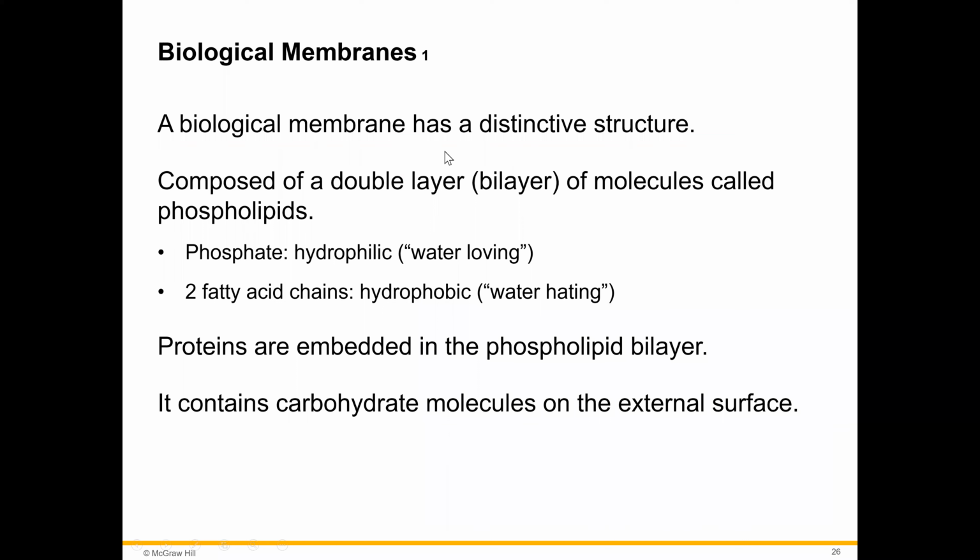Biological membrane. A biological membrane has a distinctive structure. It's composed of a double layer, two layers, or bilayer, of molecules called phospholipids. Phospholipids have a phosphate part, which is hydrophilic, water-loving, and two fatty acids that are the hydrophobic part of the molecule, water-hating. Proteins are embedded in the phospholipid bilayer. Also, membranes contain carbohydrates on their external surface.